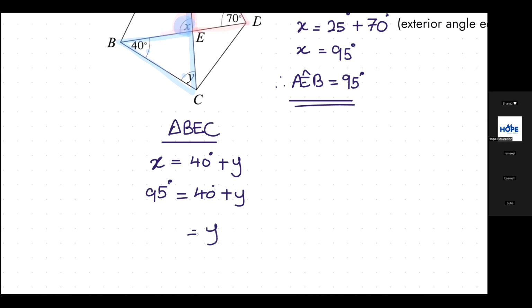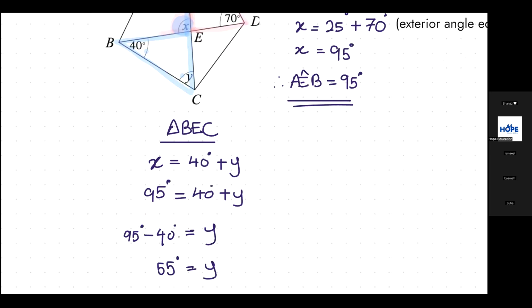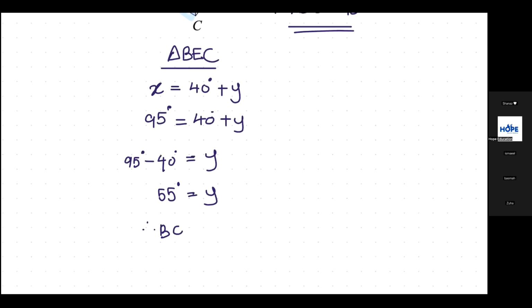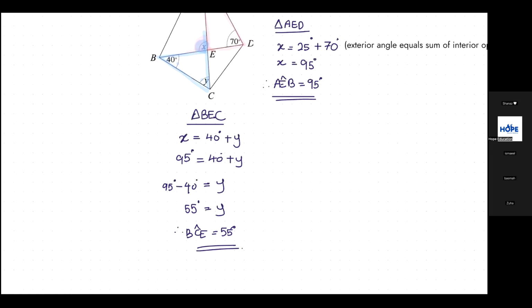I'm going to bring 40 to the other side, then it becomes minus. 95 minus 40 is 55. Therefore, Y is equal to 55. And we know Y is BCE. Therefore, BCE is 55 degrees. Is this clear? Others? Understood.